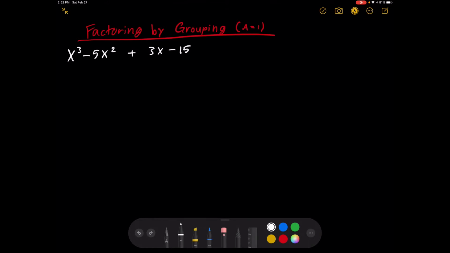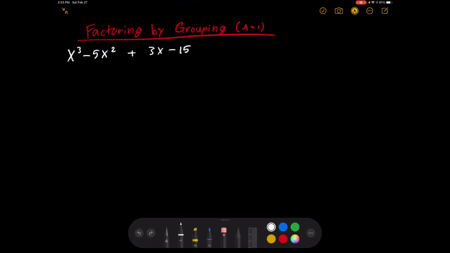But let's get right into it. First of all, what we mean by factoring is just simplifying this down. Instead of being this minus this plus this minus this, we're just going to have it as two things, like one thing multiplied by another thing. So we're just trying to make it easier to see and simpler.